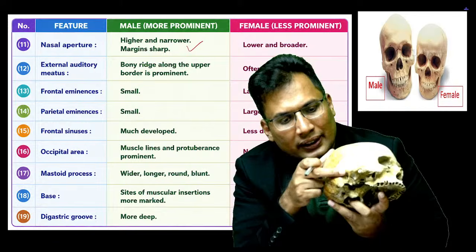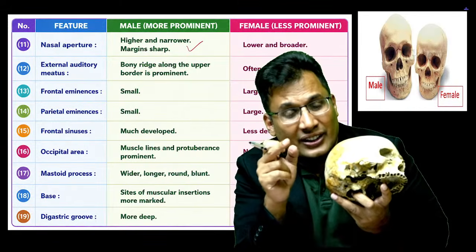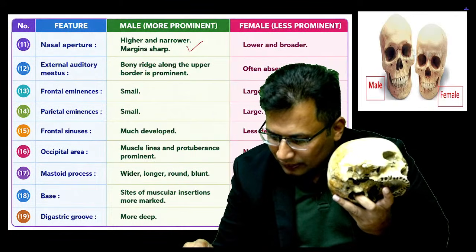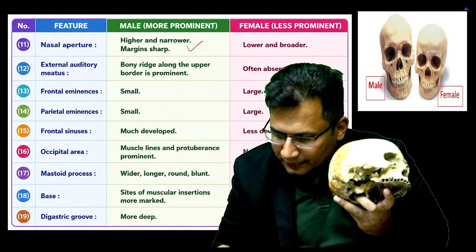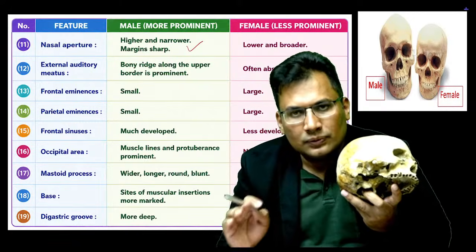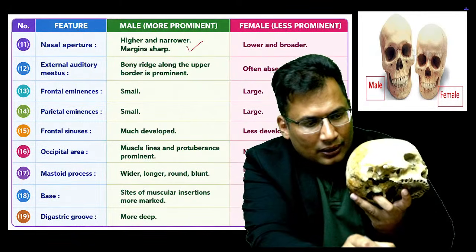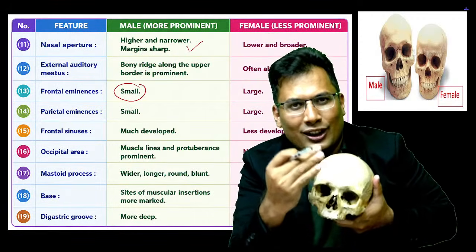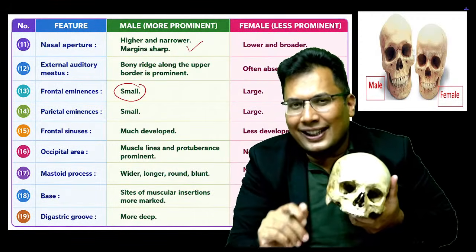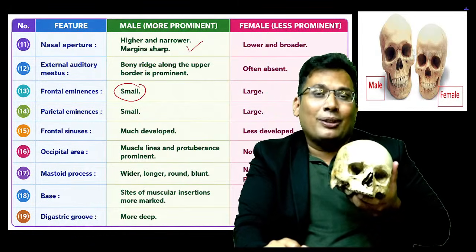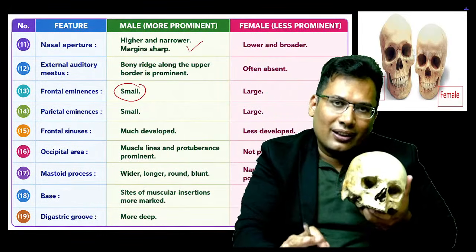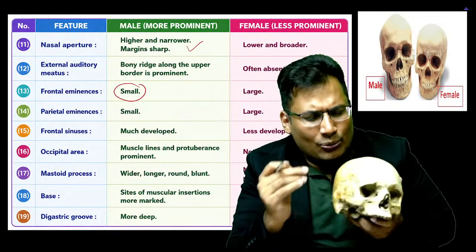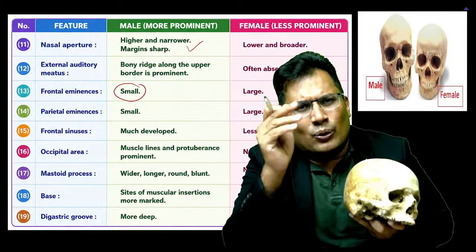Bony ridge along the upper border of the external auditory meatus is prominent. Yes or no, guys? Yes, it is prominent. Frontal eminence is small. So this is the frontal eminence, which is very small in males. In females it is large, very prominent. So all are prominent except frontal eminence and parietal eminence in males. Frontal eminence is small. Parietal eminence is also small, not very prominent.